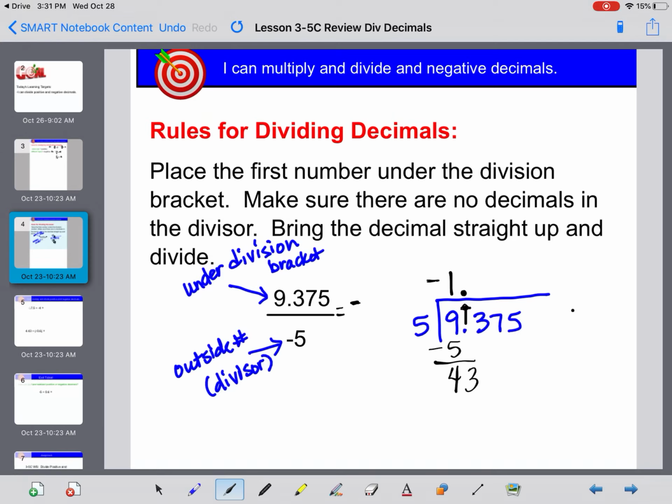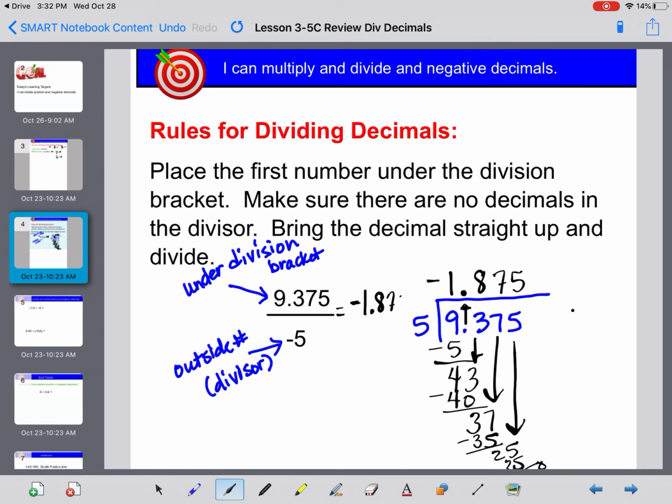Then I'm going to bring down the 3. 5 goes into 43 8 times. 8 times 5 is 40. Now I subtract. I'm now going to bring down the 7. 5 goes into 37 7 times. 7 times 5 is 35. Again, I subtract, and I bring down the 5. 5 goes into 25 exactly 5 times, and now it comes out even. My answer is negative 1 and 875 thousandths.